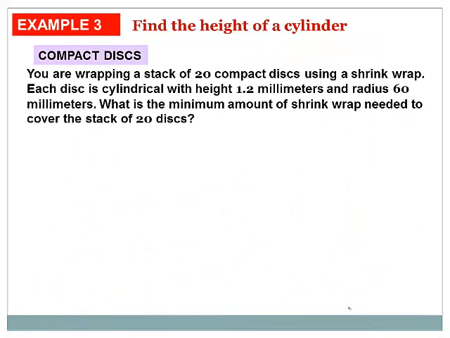Next example here, example 3, it says you're wrapping a stack of 20 compact discs using a shrink wrap. Each disc is cylindrical with height 1.2 millimeters and radius 60 millimeters. What is the minimum amount of shrink wrap needed to cover the stack of 20 discs? So we're dealing with a cylinder here, and what you're stacking, compact discs, so CDs, you're stacking 20 CDs.